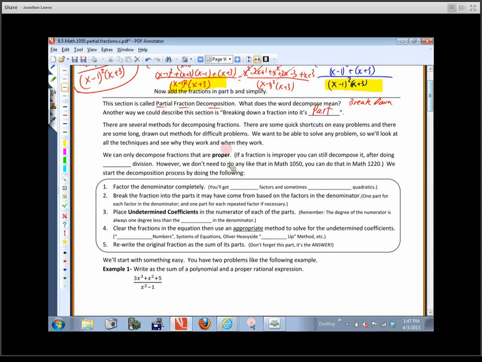One point that we want to make is we can only decompose fractions if they are proper fractions. If it happens to be an improper fraction, remember that's where the degree of the numerator is bigger than the degree of the denominator, you can do that, but you have to do long division first. I'm going to do one problem like that, but we won't finish it and actually do the decomposition. That technique is used when you get into second semester calculus. You don't have to worry about it in 1050.